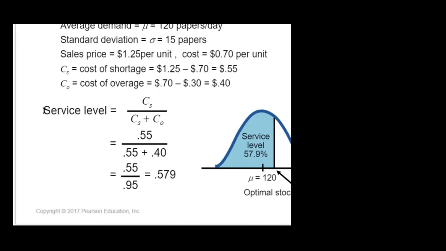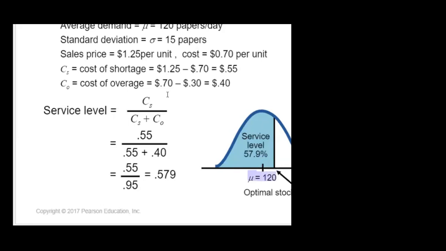Now, what's the service level? Service level is CS, cost of shortage, divided by the sum of shortage and overage. So which is 0.55 plus 0.4. Add them up, that's 0.95. And CS divided by the sum of CS and CO will give you 0.579. So what is the 0.579? That's in fact your service level, right? That's the definition of service level by that formula. So our service level is 57.9%.